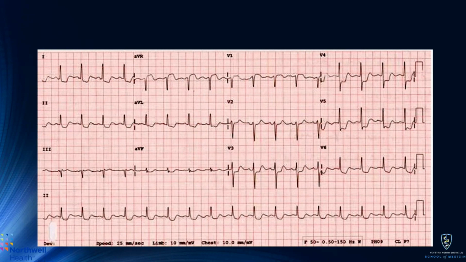Now, in the context of a STEMI, this does not qualify as a classic STEMI. However, as we all know, whenever we see elevations and depressions the way we're looking at here, clearly there's a global amount of ischemia occurring here, and in someone who, in the setting of shock, is quite concerning.